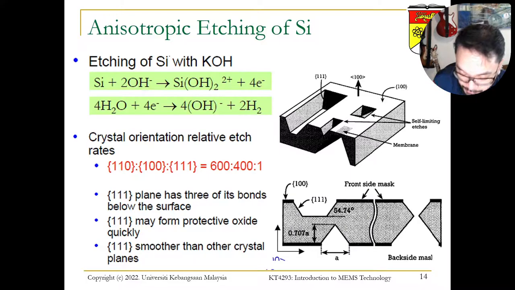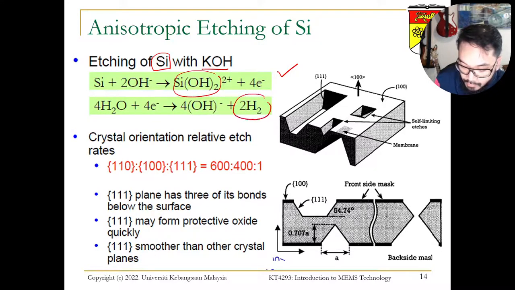Okay, so as far as silicon is concerned, what we use is KOH, or potassium hydroxide. So the chemical reaction is this one. First, silicon reacts with the OH, producing silicon hydroxide, with four molecules. And then water will absorb these four electrons, producing hydrogen. So you will be left with silicon hydroxide and hydrogen. So you have bubbling occurring during the etching process.